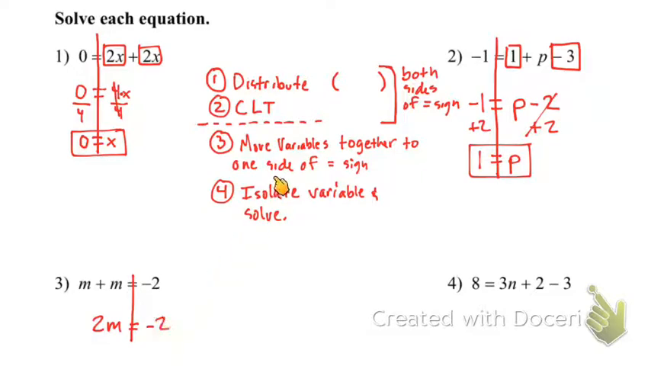Now we look, do we have variables on both sides? And the answer is no. So step 3 we do not have to do. But step 4, we want to isolate our variable. Our variable's M, which means we have to get rid of this 2. And this 2 is, if you recall, multiplying. So the opposite of multiplication is division. And M equals -1.